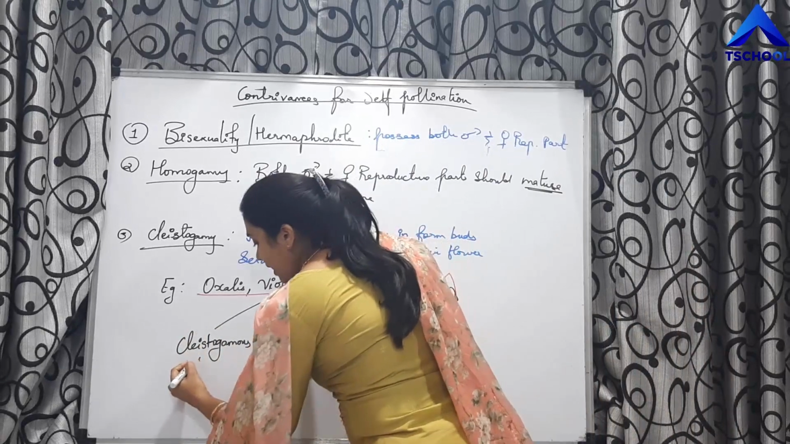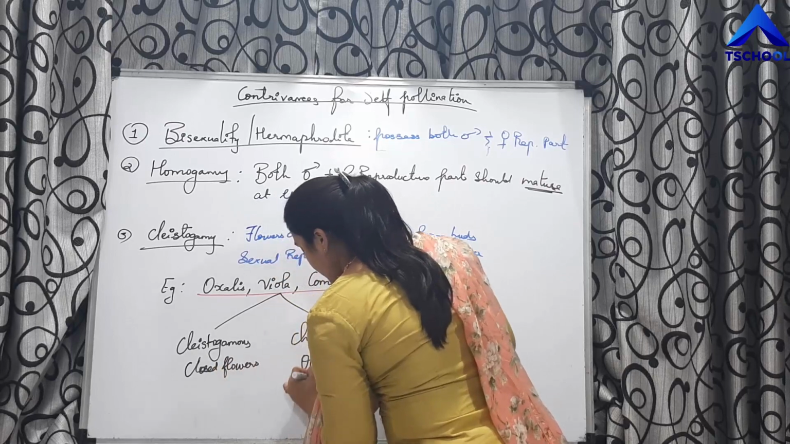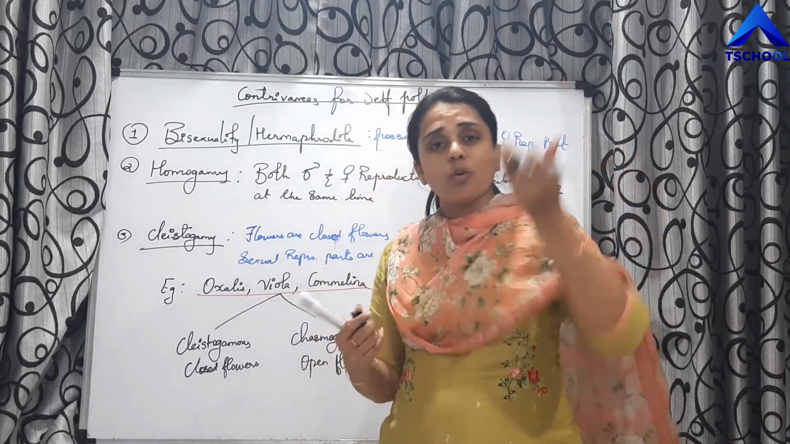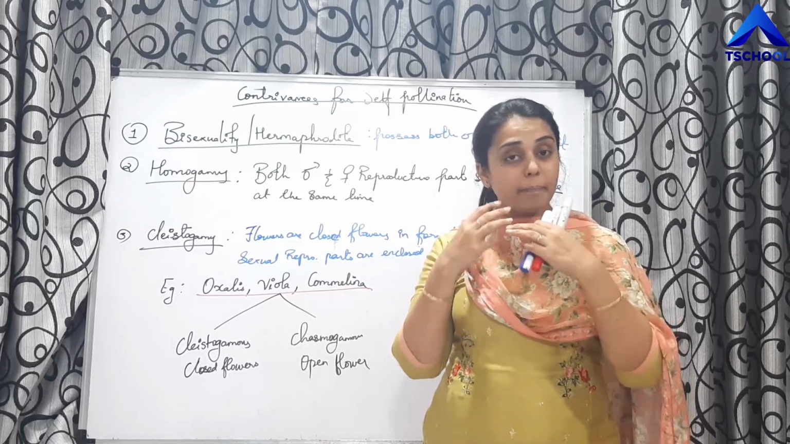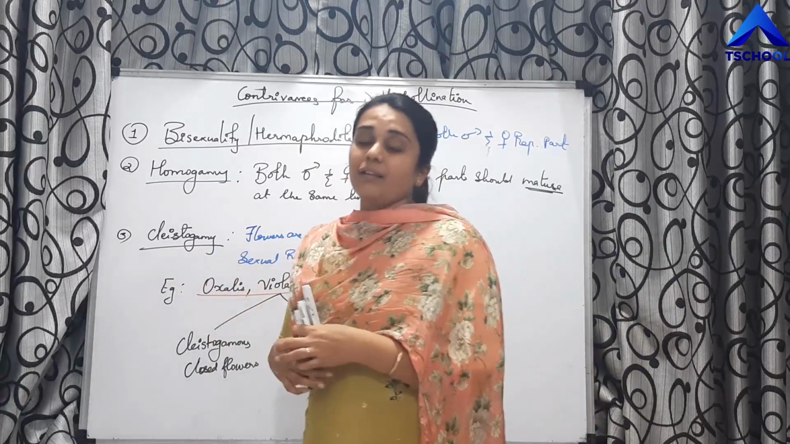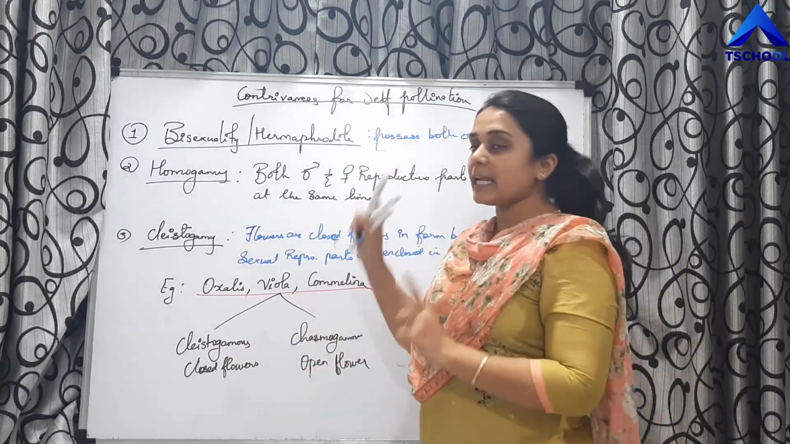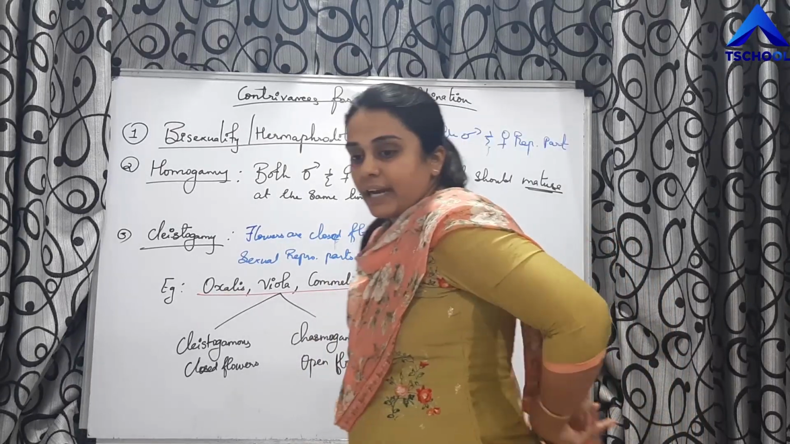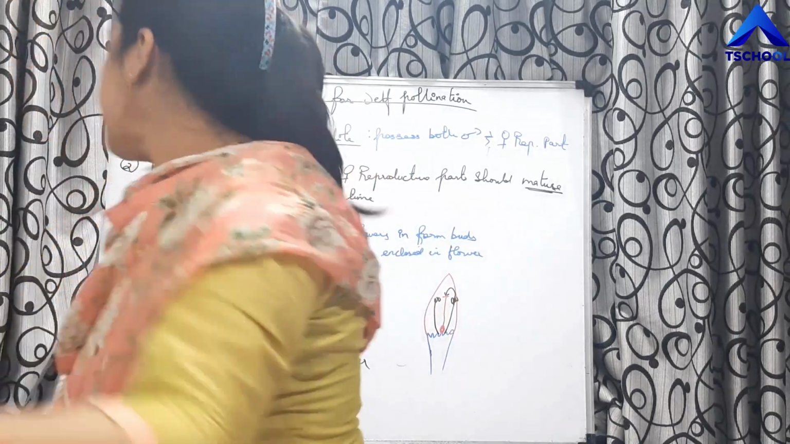So cleistogamous flowers are closed flowers and these are open flowers. We know open flowers, right? All the sepals are open, so the male and female reproductive parts are exposed. They are not enclosed, right? So cleistogamy and the presence of cleistogamous flowers is one more contrivance or adaptation in favor of self-pollination, right?